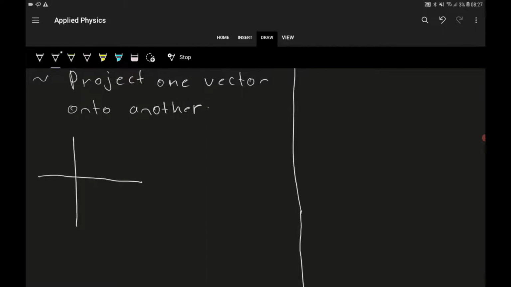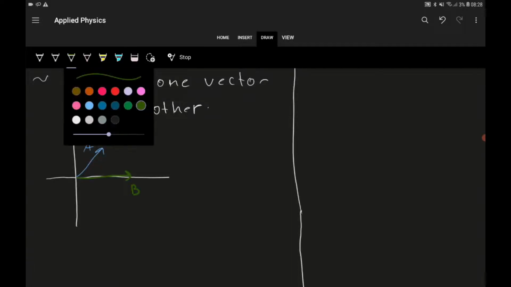Let's say I have a vector A. Alright, fair enough. And I have a vector B. So, convenience on the x-axis. But the x-axis is not drawn correctly. There we go. That's much better. Why is this tick error?